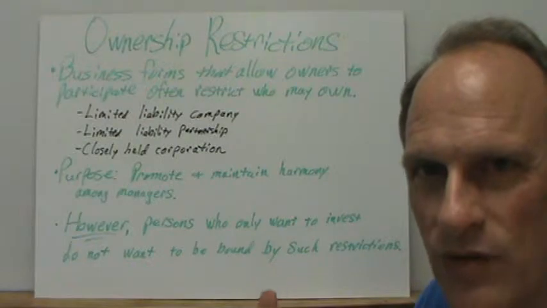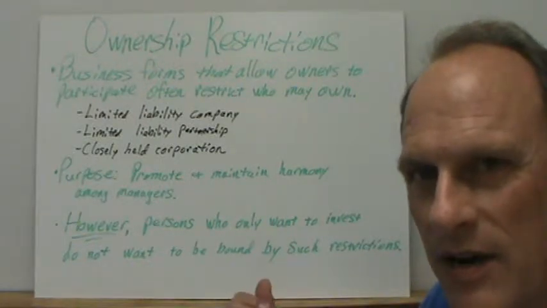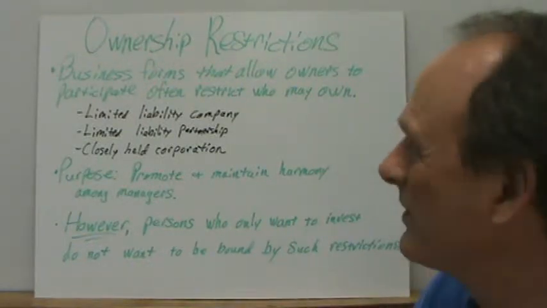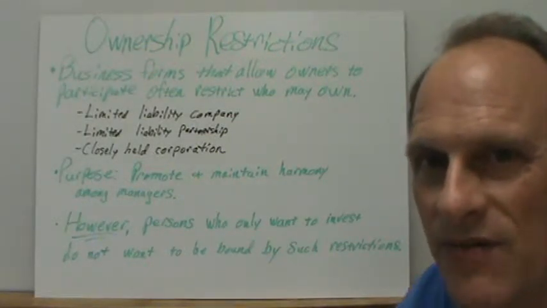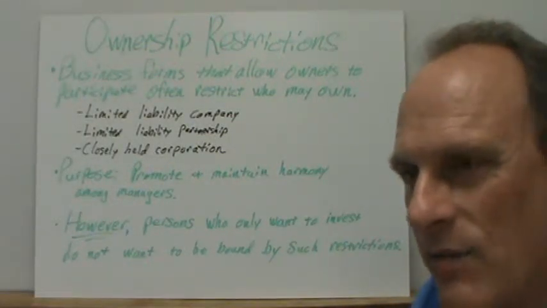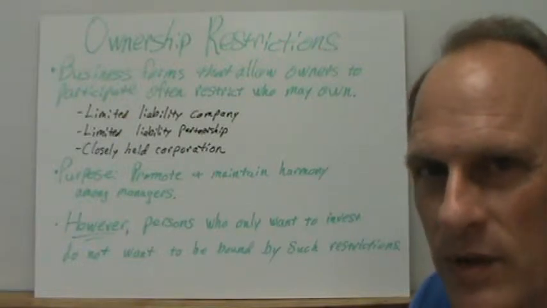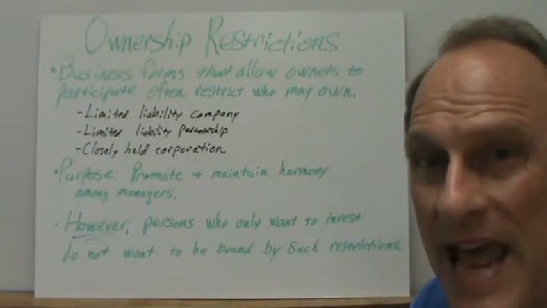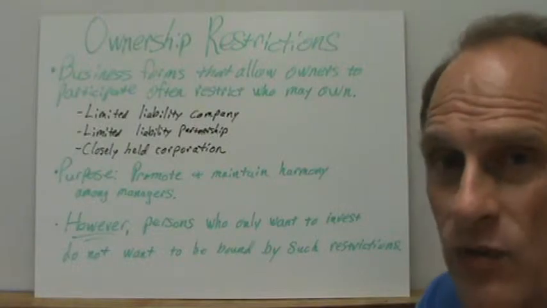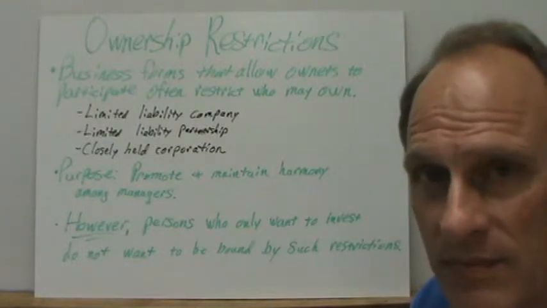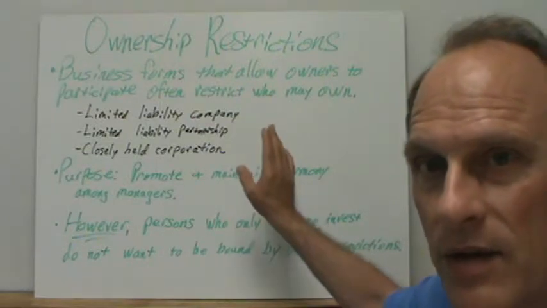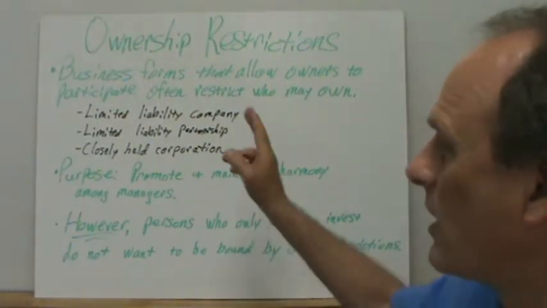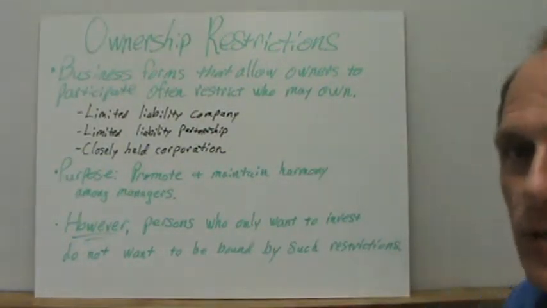That was one of the other issues in management. But here the issue is, I just want to invest. And if you're going to put a restriction on who can invest and who I have to sell to, well, that's going to restrict my ability to get out of my investment if I want to do that. So people who want to invest, these business forms may not be right for them. So ownership restrictions, another consideration.